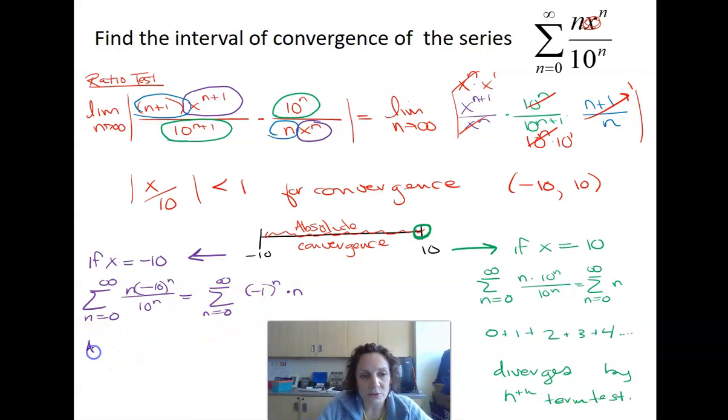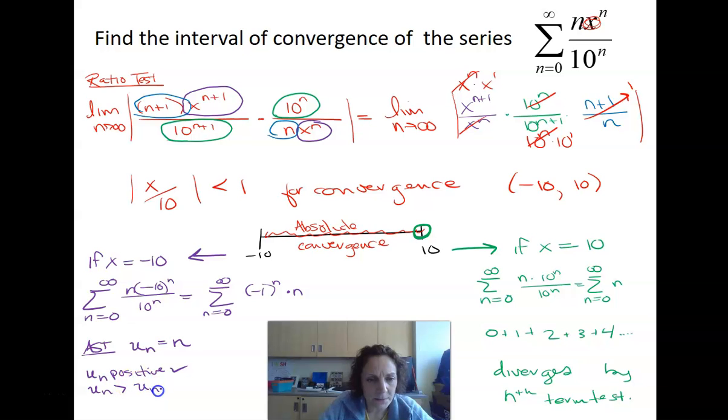So for that, we have to apply the alternating series test. Okay, and in this case, the u sub n is literally just n. So let's do our 3 criteria. Is u sub n always positive? Well, considering that n starts at 0 and goes to infinity, yeah, there's no way n is ever going to be negative. Okay. Is each u sub n bigger than the one that comes after it? So are my terms getting smaller?